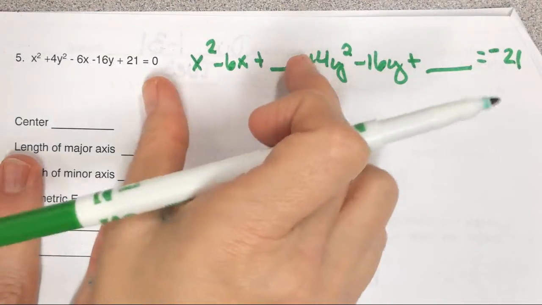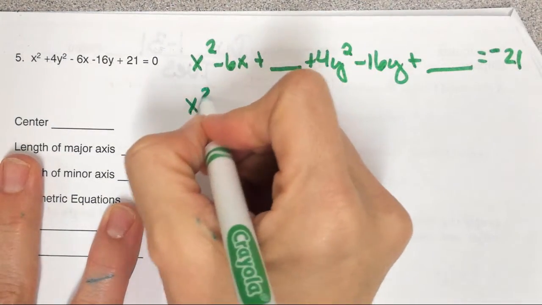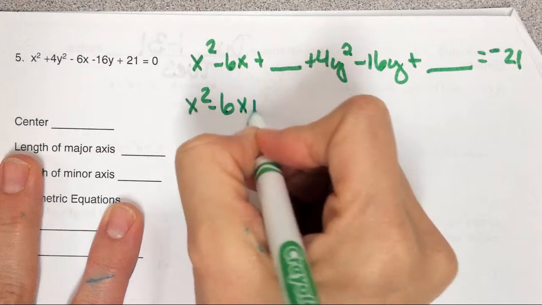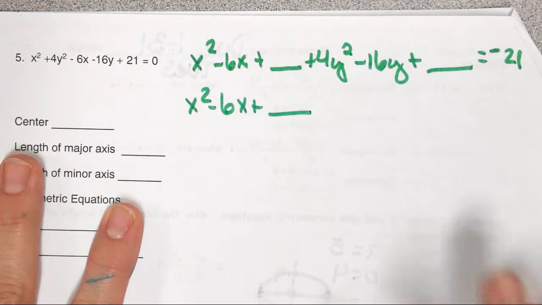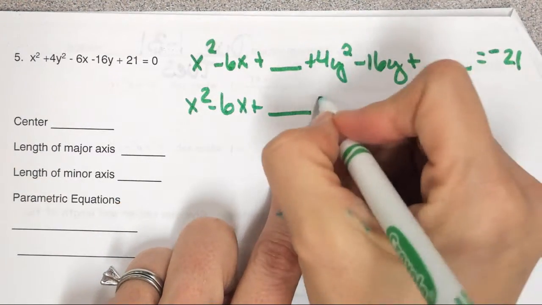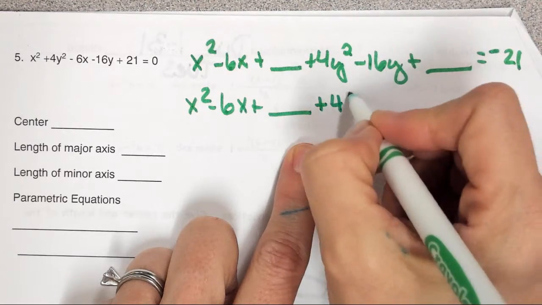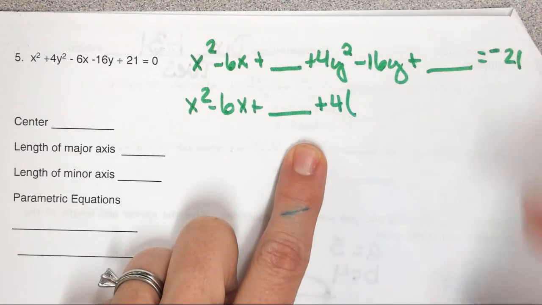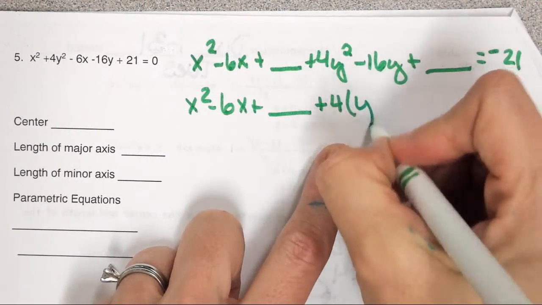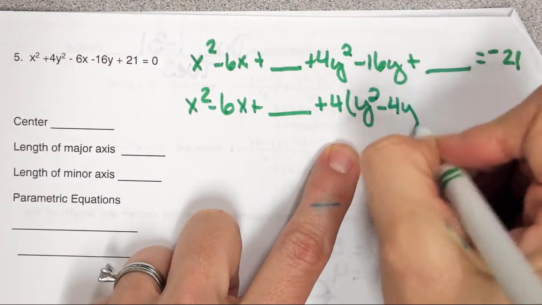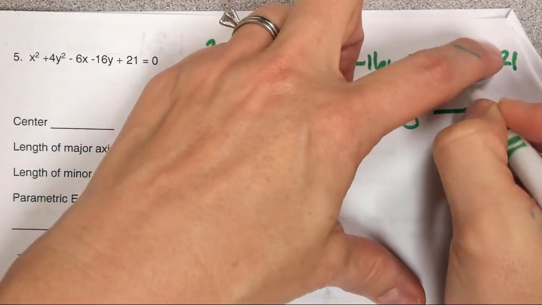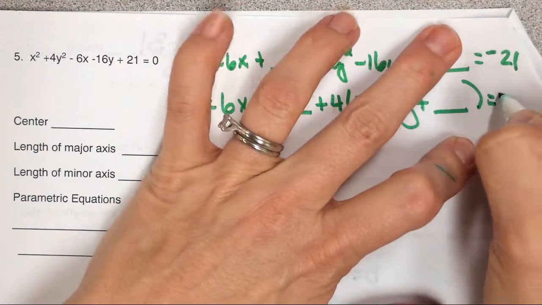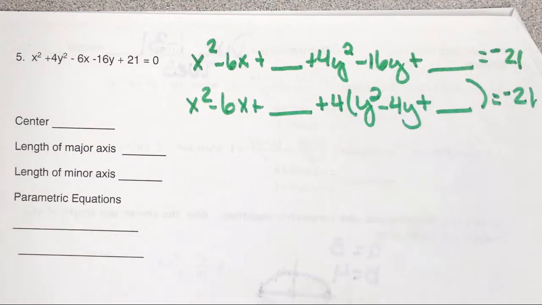Okay, so this stuff comes down for now. It's kind of on hold for a minute until I fix my y's. So to fix my y's, we're going to do exactly what Brandon said. I'm going to divide everything in the y spots by 4. So y squared minus 4y. We're going to leave some room. It's still going to equal negative 21.